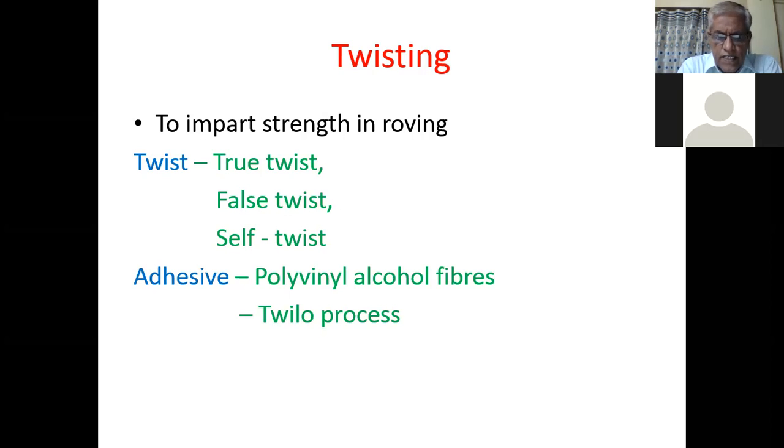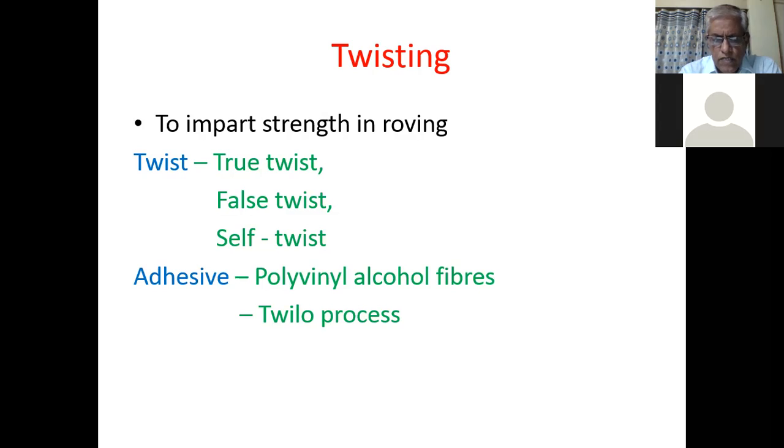So why is twisting necessary in simplex? Twisting is generally done to impart strength in the roving or yarn. In textiles, twisting is applied to increase the strength. In simplex, it is applied to the roving, and in ring frame, it is applied to the yarn. In TFO or doubler, it is applied to the plied yarn.